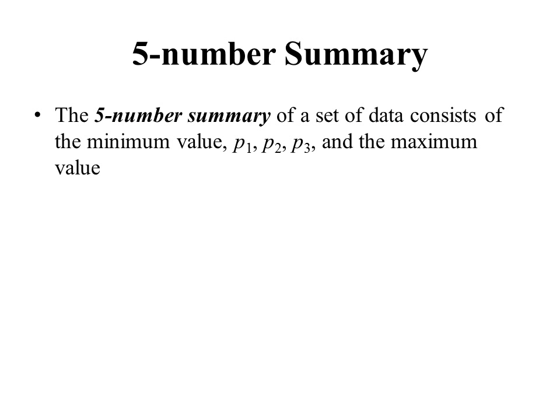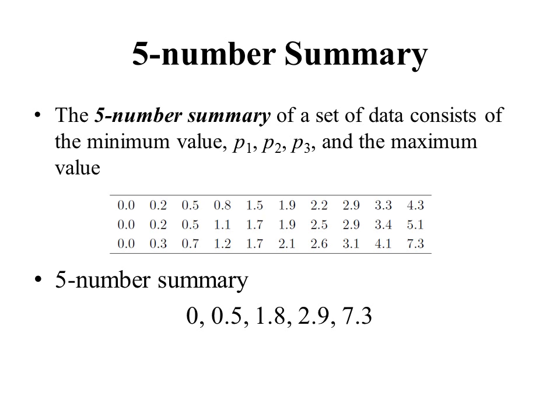Now a couple more quick definitions, and then we'll get to how to do these calculations on the calculator. First definition is our 5-number summary. The 5-number summary of a set of data consists of the minimum value, the first, second, and third quartiles, and then the maximum value. So here's our set of data, and so the 5-number summary is the minimum value, which is 0, our first, second, and third quartiles, which we just calculated, and then the maximum value is 7.3.